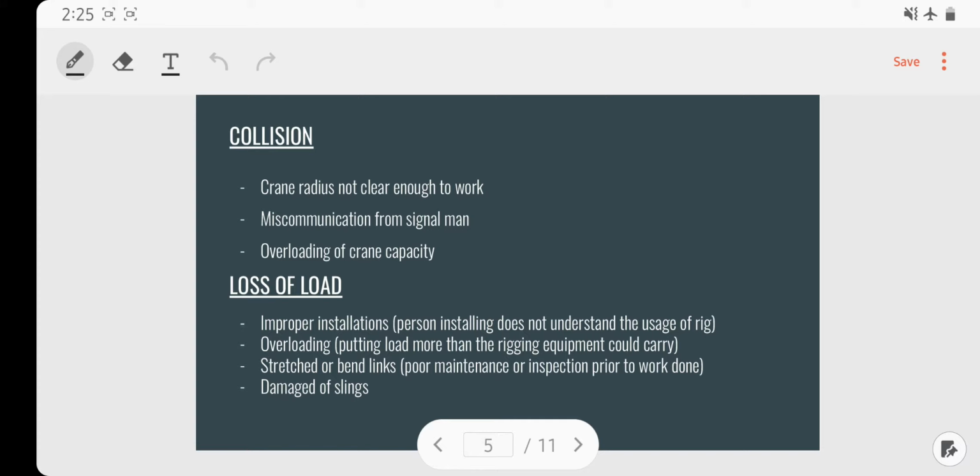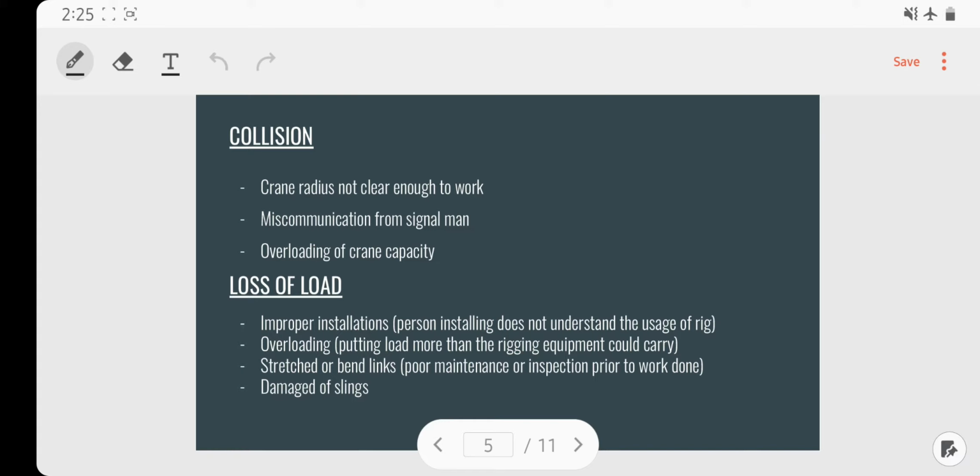And then of course collision is also caused by overloading of crane capacity. For example, they are carrying too much and lose balance. When the crane loses balance, it may also collide with structures of the building or any other objects within the radius of the crane.